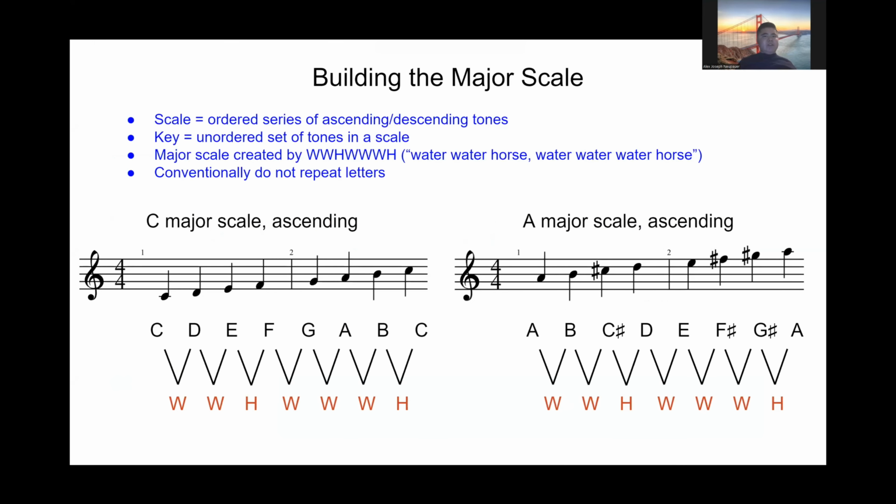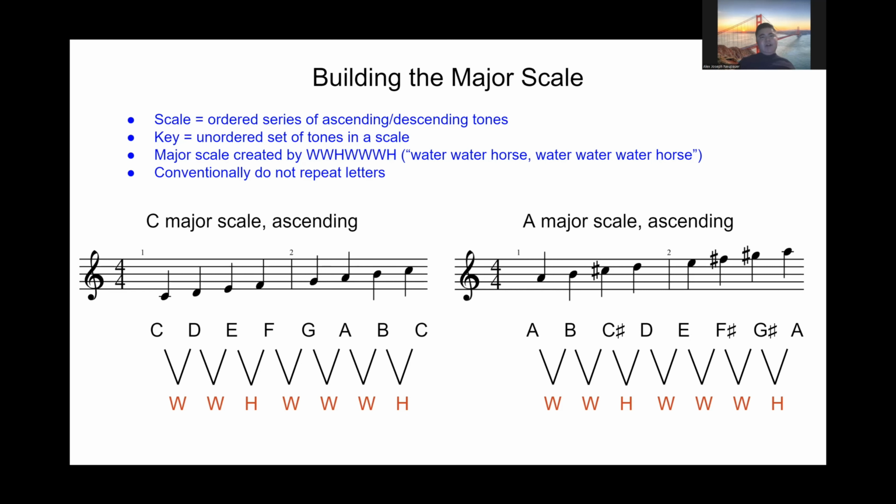So first off, let's talk about what a scale is. A scale is an ordered series of ascending or descending notes. The related concept to this is a key. Typically, when a piece of music is written, notes are going to be used from a particular scale. So the unordered set of tones in the scale is known as a key, which means that if we say a song is in C major, then it's going to use the notes from the C major scale.